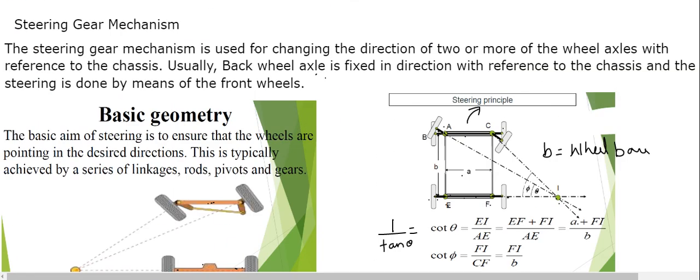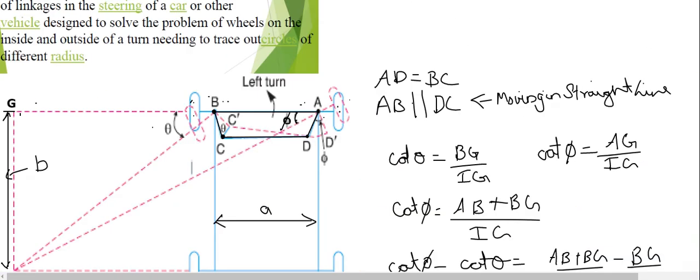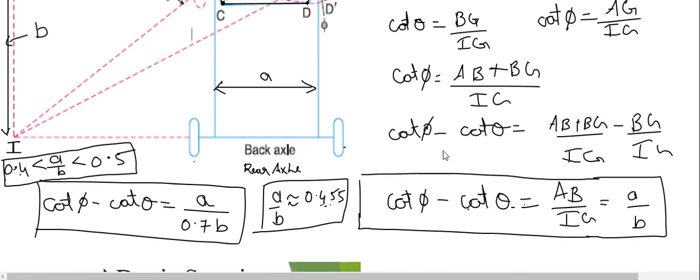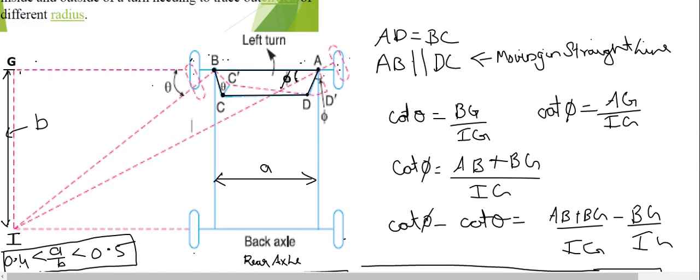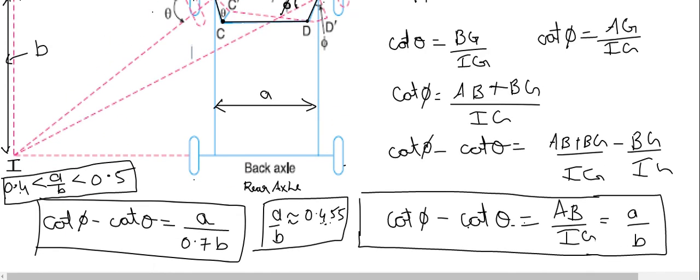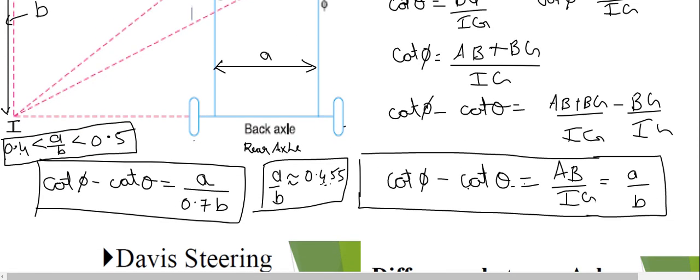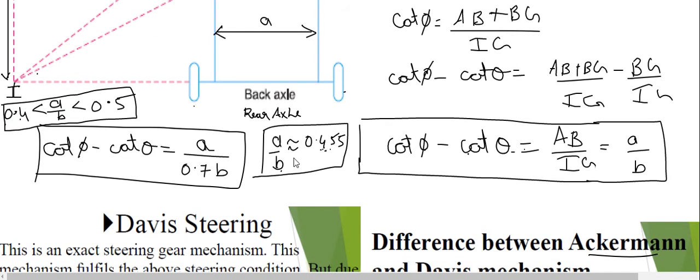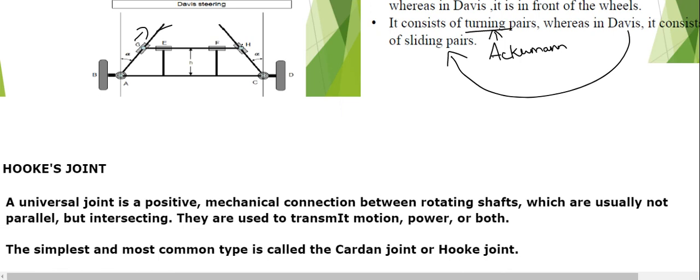So this is all you have to learn for the steering gear mechanism, the law of steering, and how it is applied to the Ackermann steering gear mechanism, and what the conditions are. We get cot phi minus cot theta is equal to A over B, where theta is the inside angle and phi is the outside angle. These are the angles made by the inside wheel and the outside wheel with the horizontal. And the general condition is A over B is approximately equal to 0.055, but it can vary anywhere between 0.4 to 0.5. So that is the steering gear mechanism.